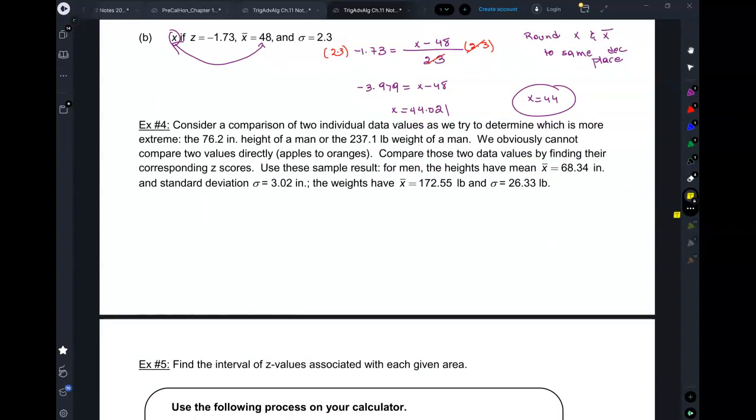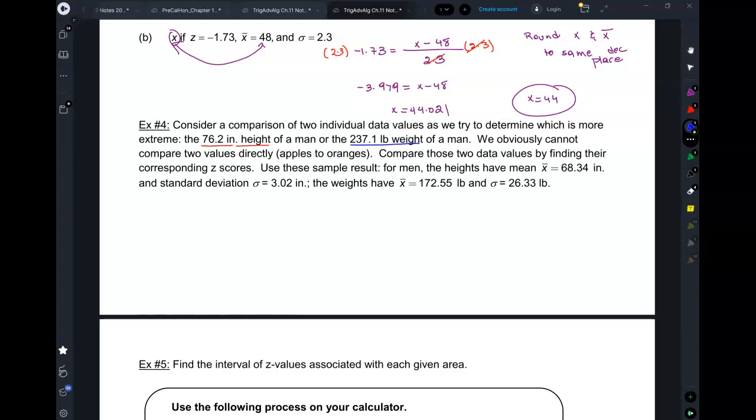Imagine you're comparing 2 individual data values, and you want to see which is more extreme. Take a look at the 2 that we're going to be comparing. You have an individual with a height of 76.2 inches, and then you've got another individual with a weight of 237.1. And you want to know which of these is more extreme.